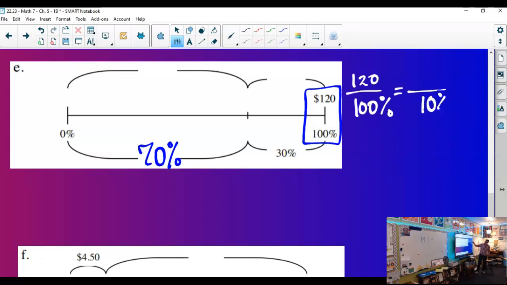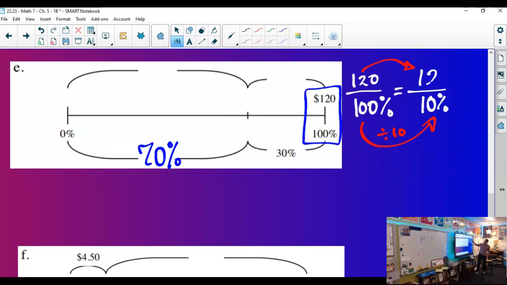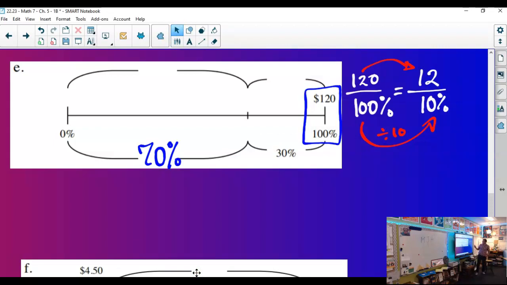120, I think you mean. No, 120. Yes. You said 112. But, yeah, and then I got 12. So pause there. Any questions on how Lucy got 12 for our 10% value?